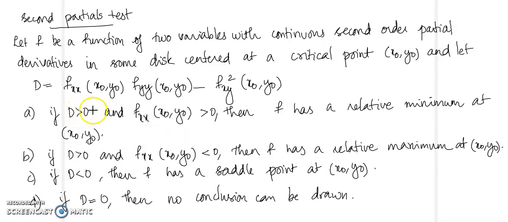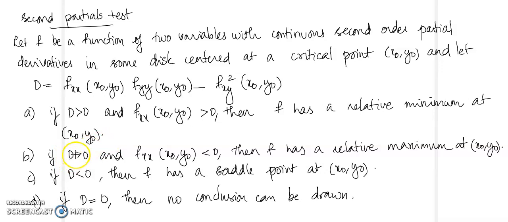The second partial test states that if f is a function of two variables with continuous second order partial derivatives in some disk centered at the critical point (x0, y0), and we define D equal to fxx times fyy minus fxy squared, evaluated at the point (x0, y0), then: if D is greater than 0 and fxx is positive at (x0, y0), the point (x0, y0) will be a relative minimum.